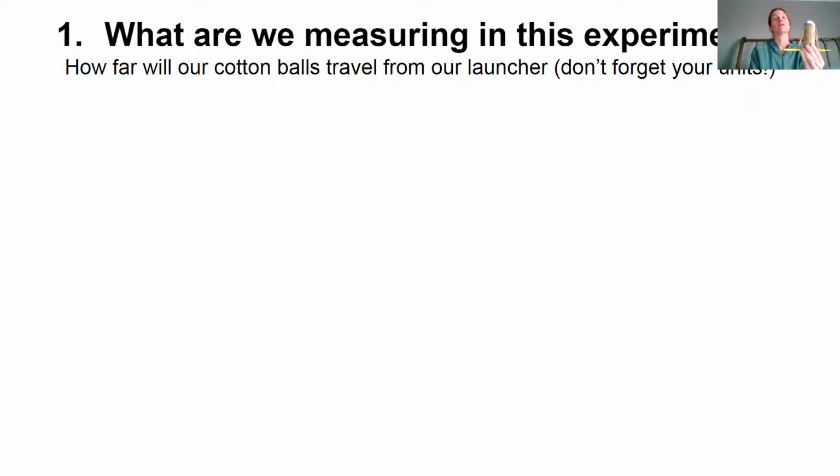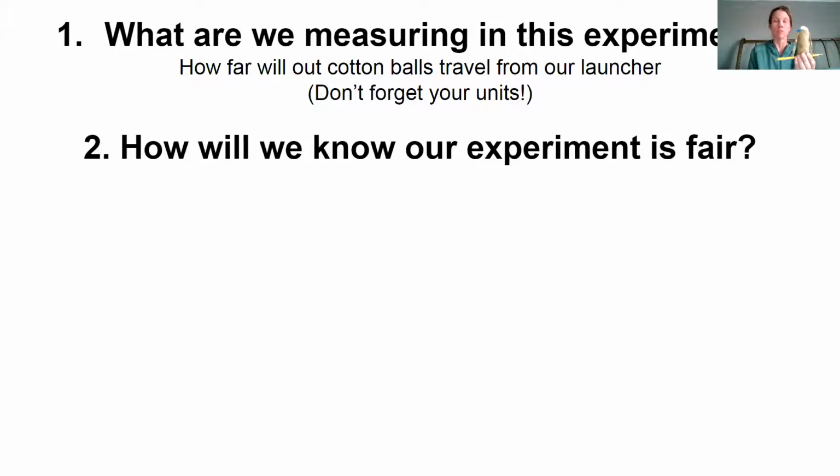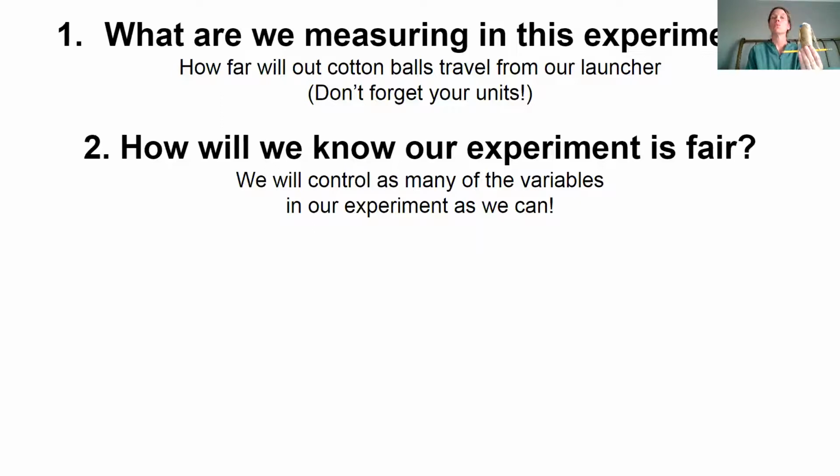When we launch this cotton ball into the world, how far is it going to travel from our cotton ball launcher? Okay. How are we going to know if our experiment is fair and equitable each time we run a trial? So we want to make the experiment as fair and even as possible in order to get the best possible data. So how do we do that? What is it that we need to control for in our experiment? You're thinking to yourself, okay, we need to control for as many of the variables in our experiment as we can. We want to limit anything unusual, anything different from one trial to the next.